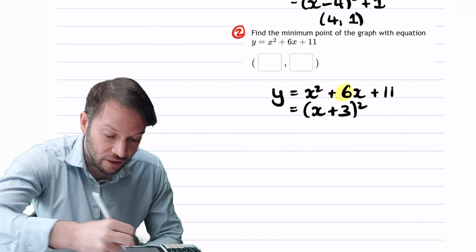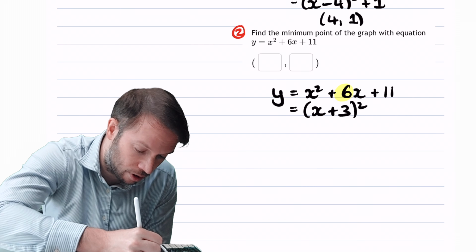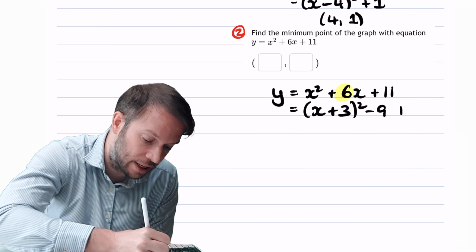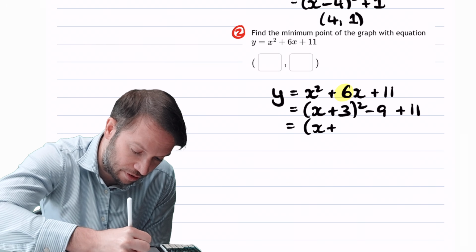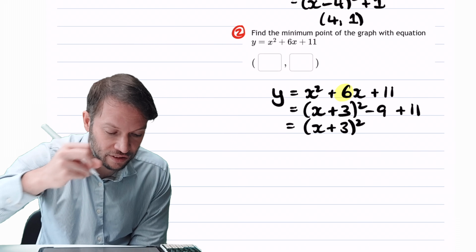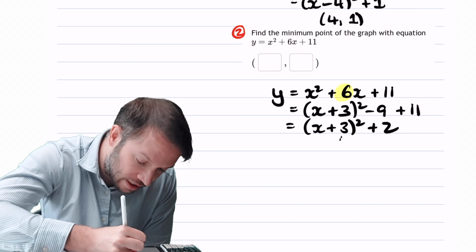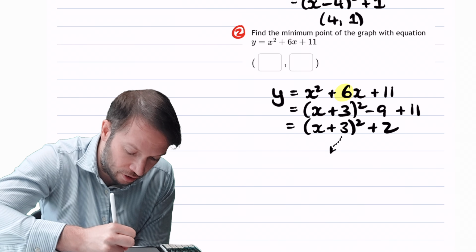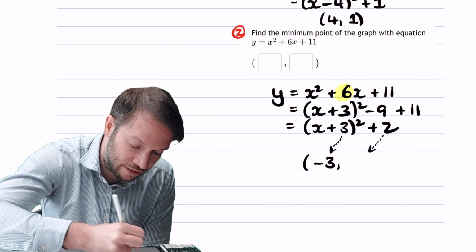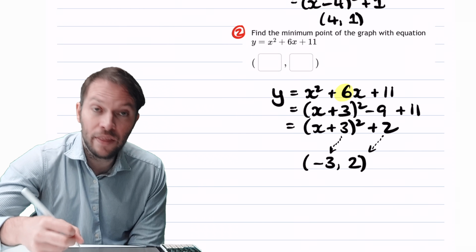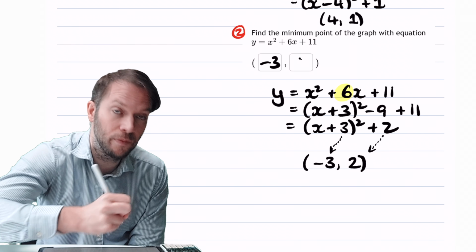And then remember, we square that number and throw it away. So 3 squared is 9, we throw it away, but we still have that plus 11 on the end. So we simplify that, that becomes x plus 3 squared, and minus 9 plus 11 is plus 2. Now, as we said, we negate the number after the x, so that's going to become minus 3, and you use this number as it is, so you put 2 there, and that therefore is the minimum point of this quadratic graph. It's minus 3, 2, and we are done.